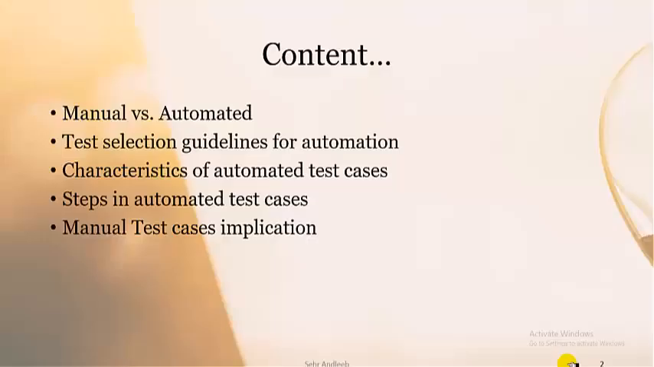So here is the content for today. Today we will learn about the difference between manual and automated test cases. Then we will learn about the test selection guidelines, that is, why test cases are selected for automation. Next we have the characteristics of automated test cases. In the next step, we are going to learn about the steps used to make an automated test case. And last but not least, what are the implications for the manual test cases.